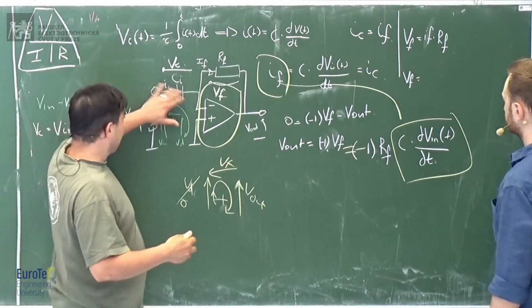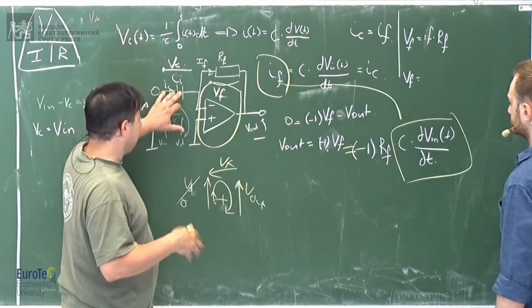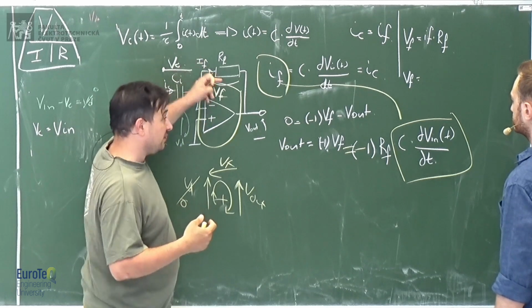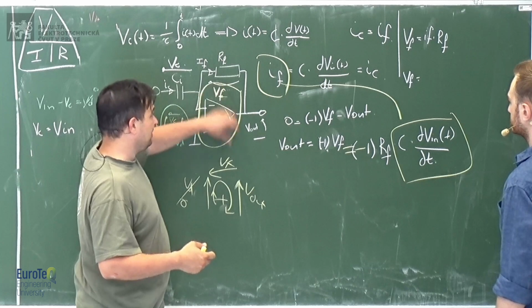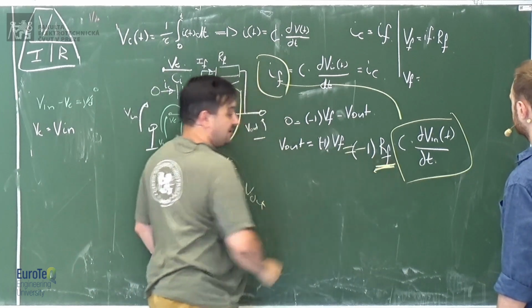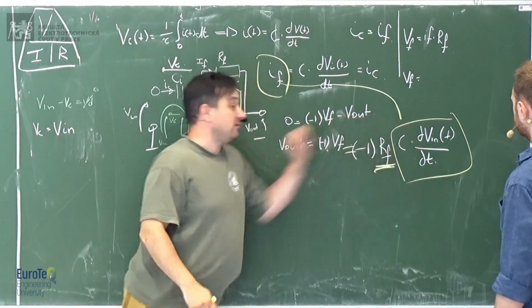Okay, the current which charges this capacitor is still the same. But then this current is forced to go through the feedback resistor, and the bigger this resistor is, the bigger the output is going to be. So you still have some resistance here which amplifies. Amplifies what? The derivative of the input. Okay.